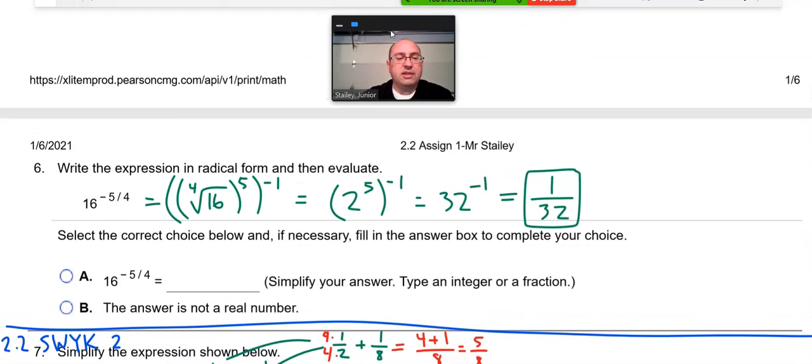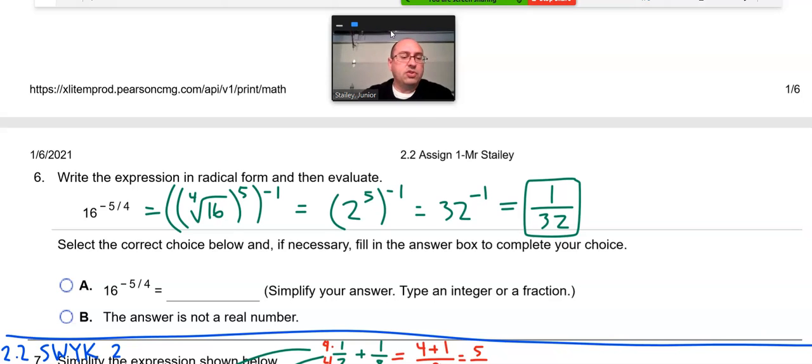Okay, question 6. Last one for this week. So you split it up. Start out with the root, the 4th root of 16. That's obviously 2. Then you go to the exponent, or the power. That's the 5. That gives you 2 to the 5th, which is 32. Then you deal with the negative exponent, which is the negative 1, which causes it to flip. 1 over 32 is your final answer.